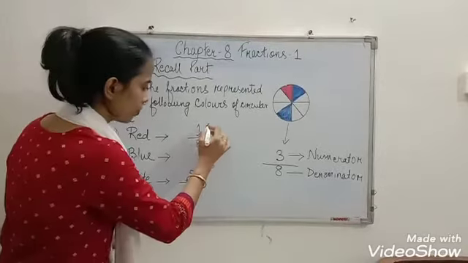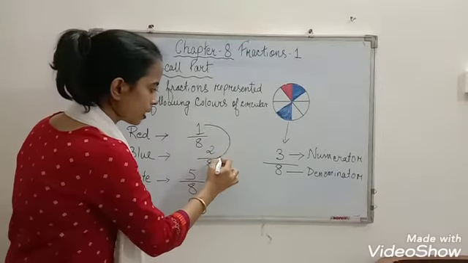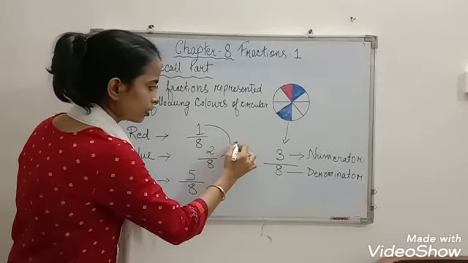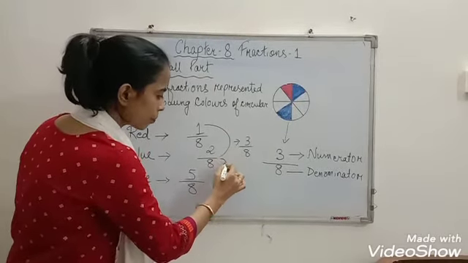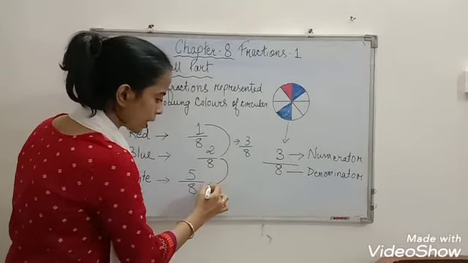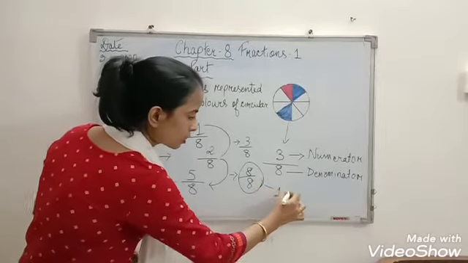Now here you see 1 by 8 plus 2 by 8 is 3 by 8. 3 by 8 plus 5 by 8 comes to a total of 8 by 8. And this 8 by 8 represents 1, that is, the whole.